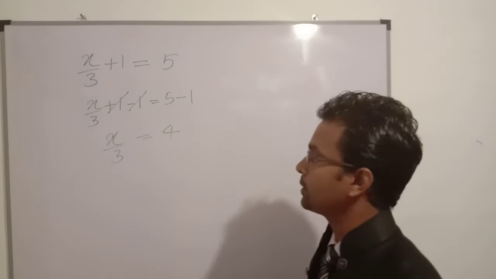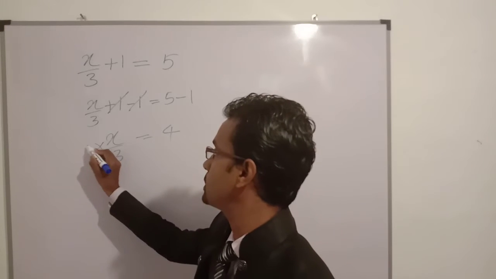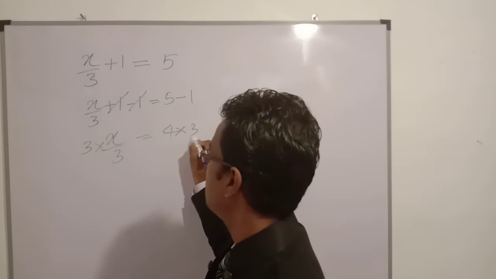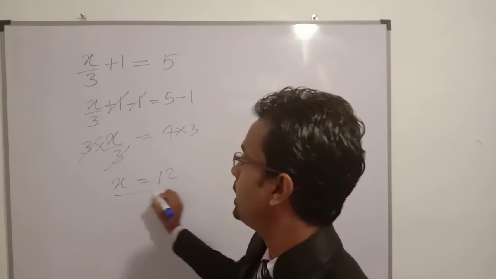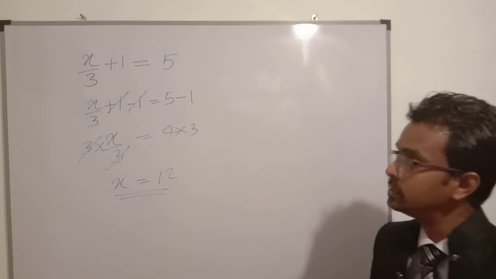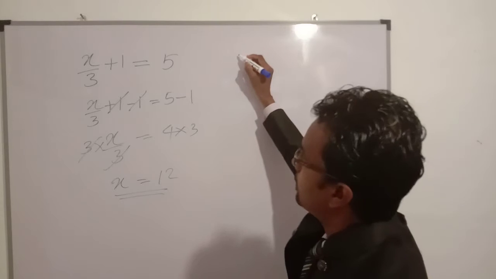Now it is an equation with a fraction. Then let's remove the fraction. Multiply both sides by 3, this side also by 3. The 3s cancel out. x is equal to 12. This is the way of removing the fraction with this one, right? Let's see another one.